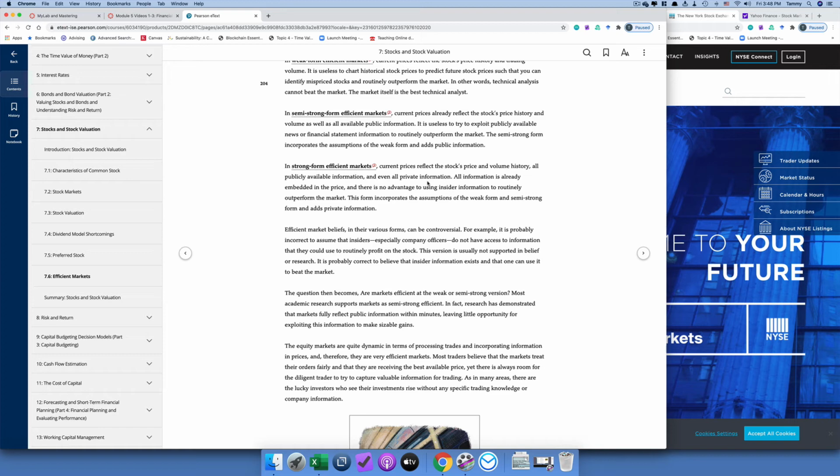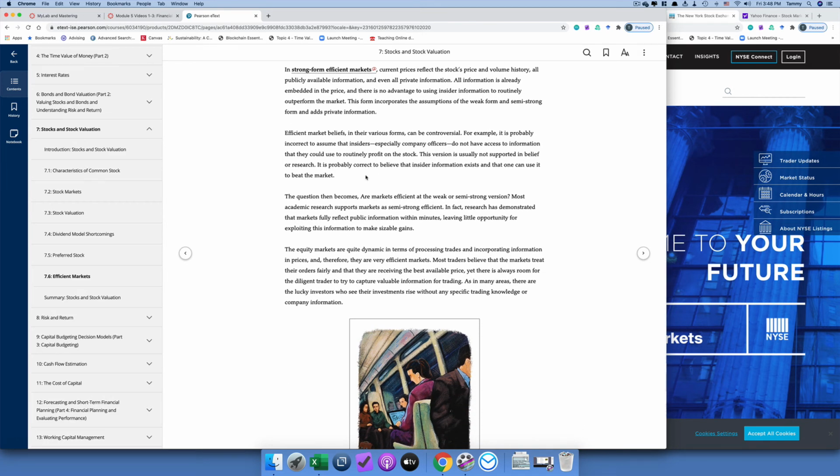Then sort of in between is this semi-strong form efficient market, which implies that the current prices of securities in the secondary market reflect the price history and all publicly available information. So when a news story comes out about one thing or another, it is instantaneously baked into the prices that people are trading at.